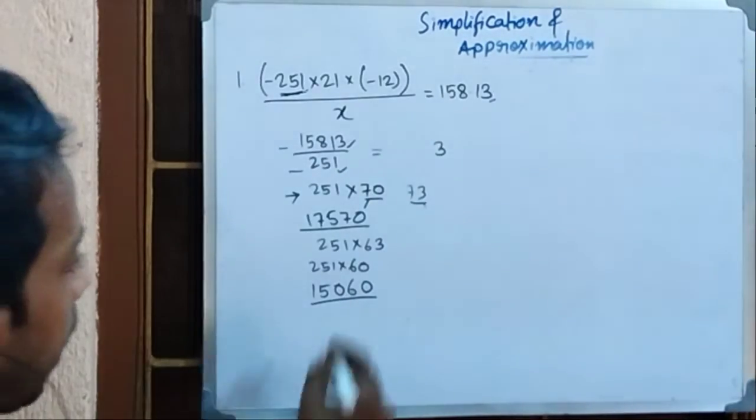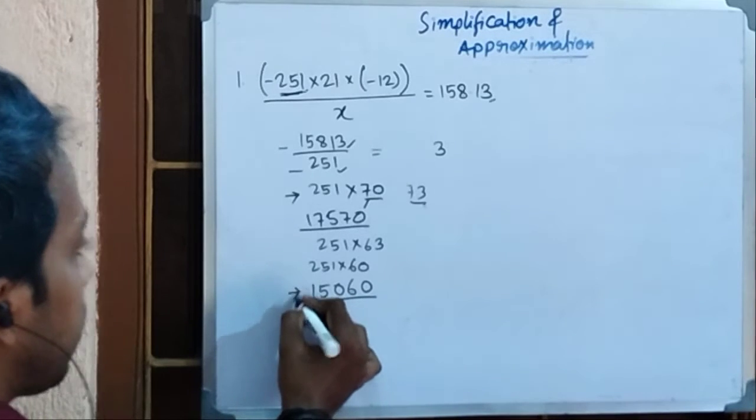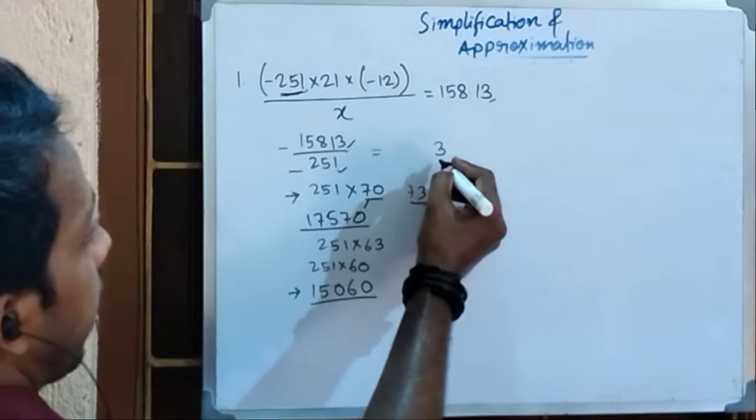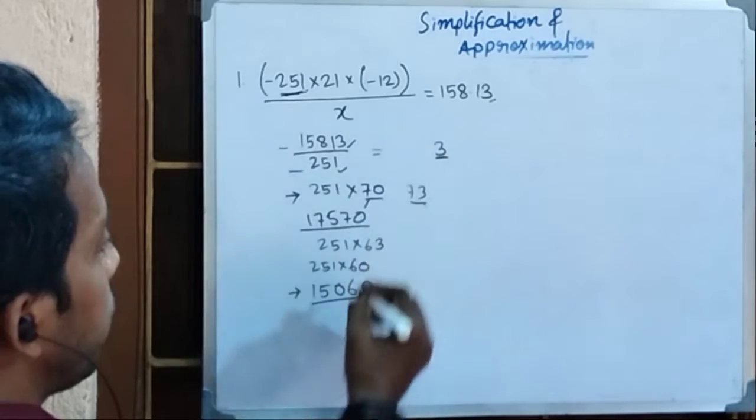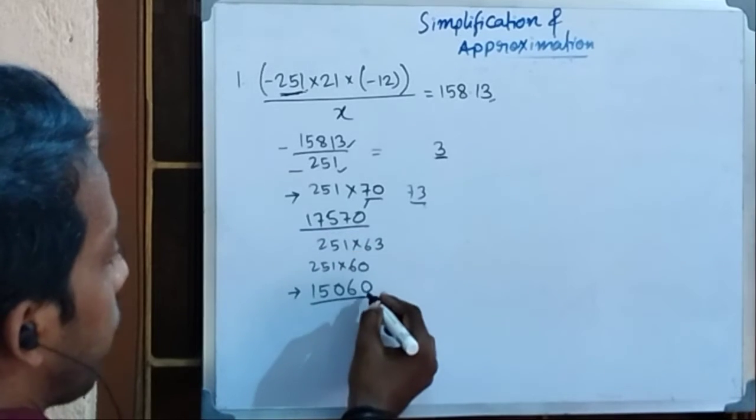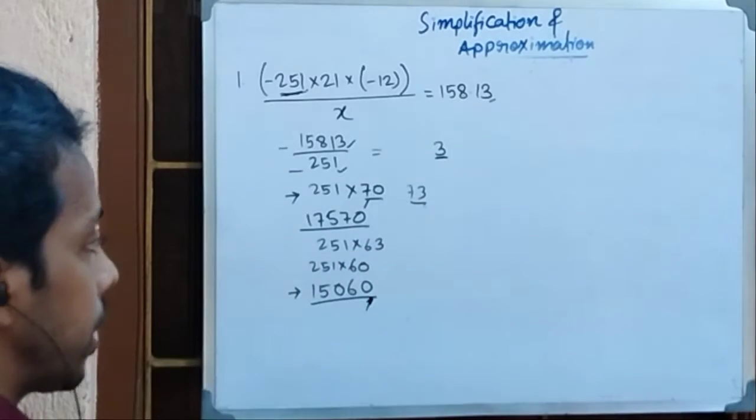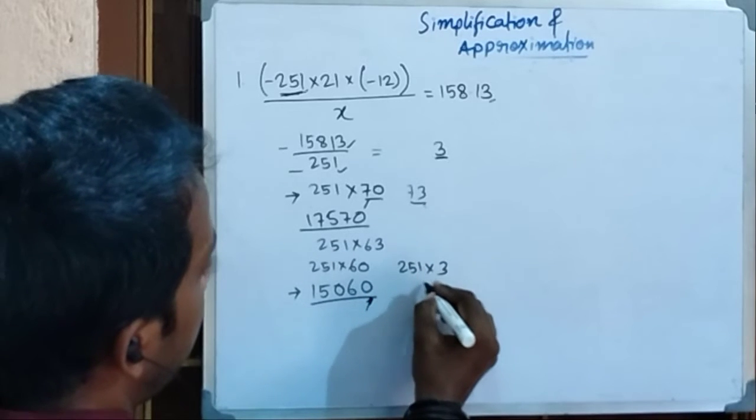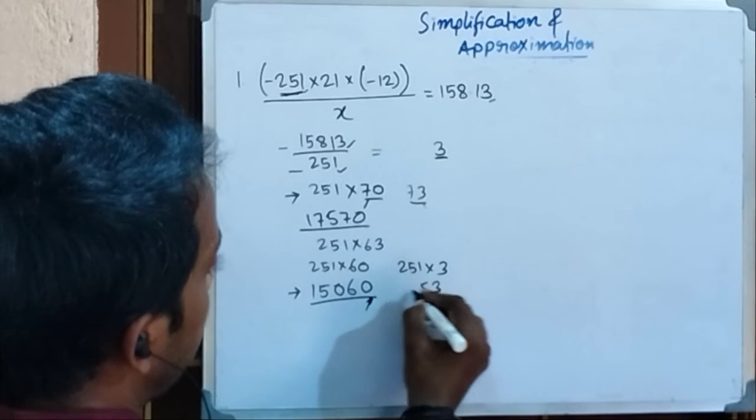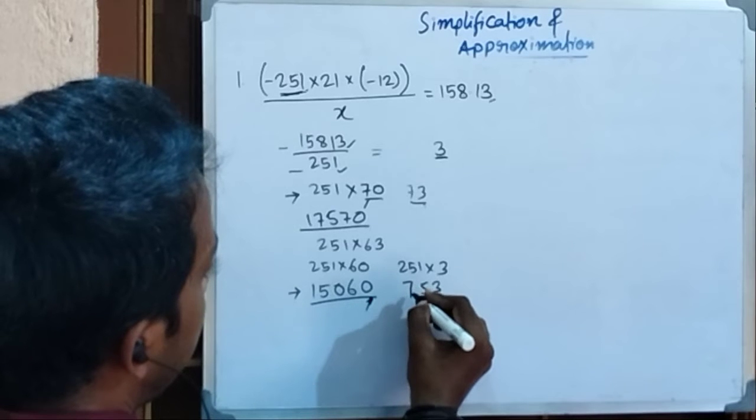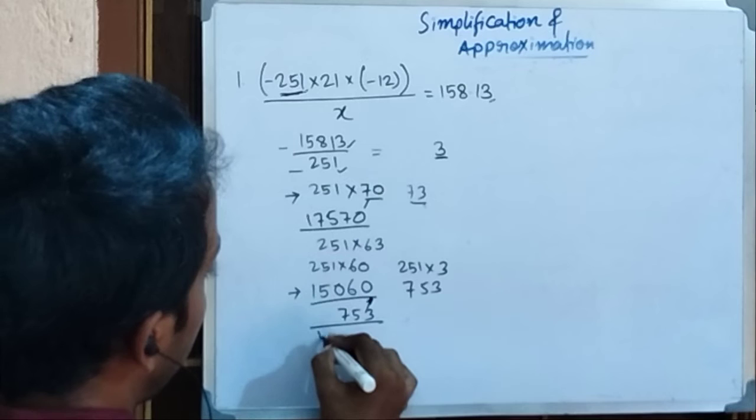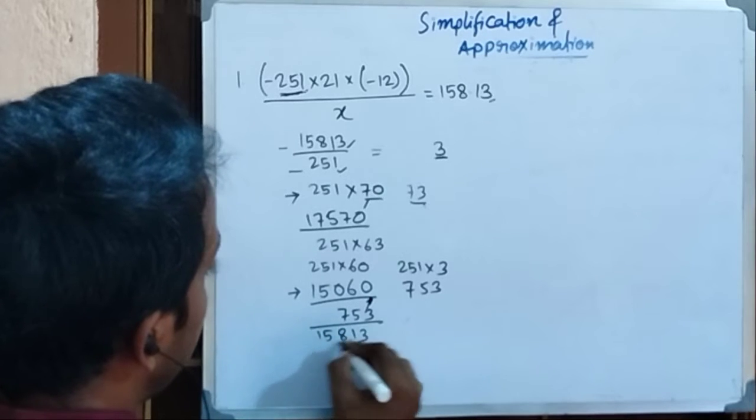Now I know that this is not giving the exact result. Why is it not giving the exact result? Because this unit place value, as I told you, this 3 would definitely be there. Only then is the unit place value satisfied. If you have to satisfy the unit place value, this 251 into 3 you have to multiply. So 3, 15 and 3, 6, 7. So you have to add it here. So it will give you 15,813.